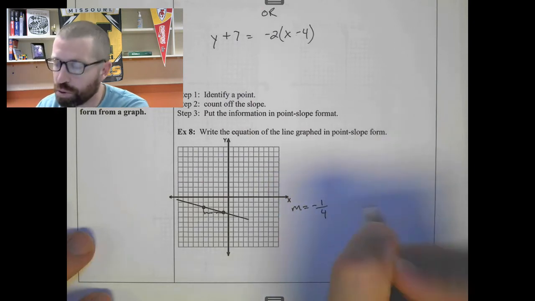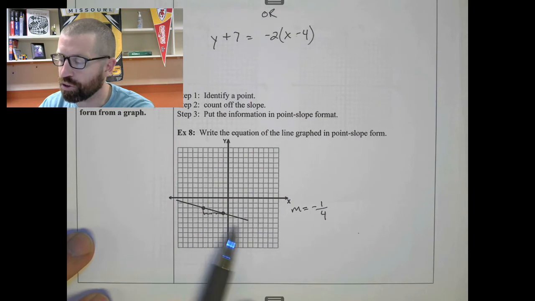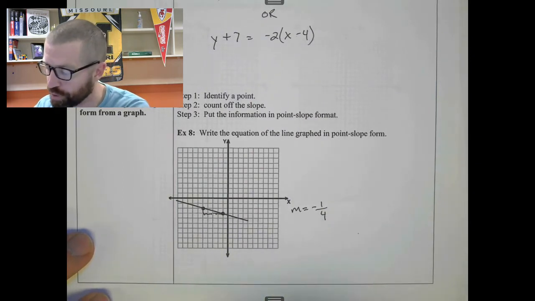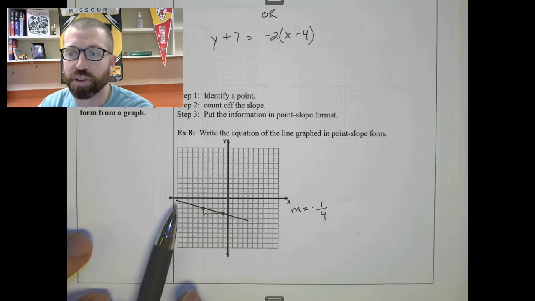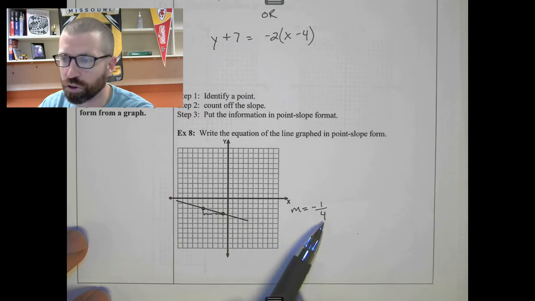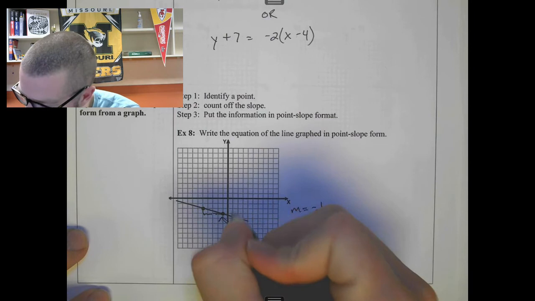Now, a good idea with slope, if you have a graph, is to make sure it matches all the time. So this line is slanting down, so my slope should be negative. Okay, that's good. I did something right. It's also a little flatter than the slope of 1, so it should be less than 1, which is good too. Okay, and then I'm going to use this point right here. So we just have to figure out what that is.